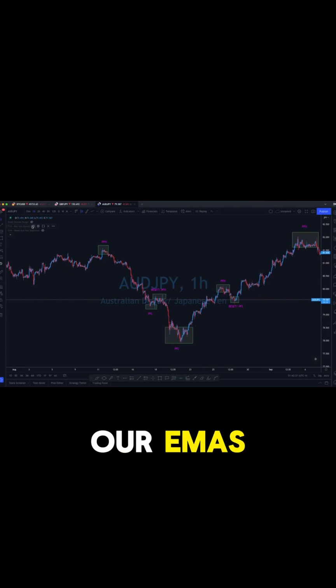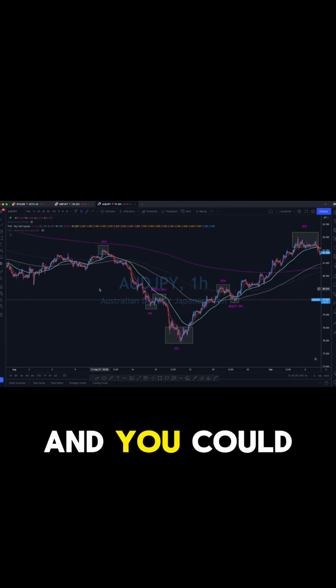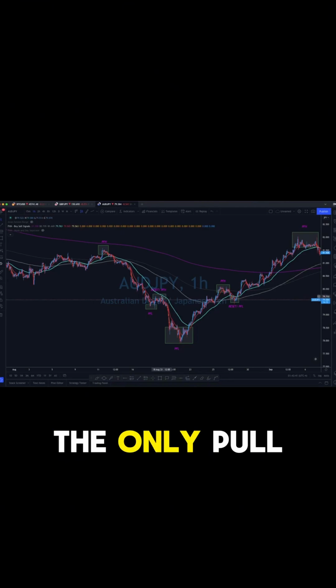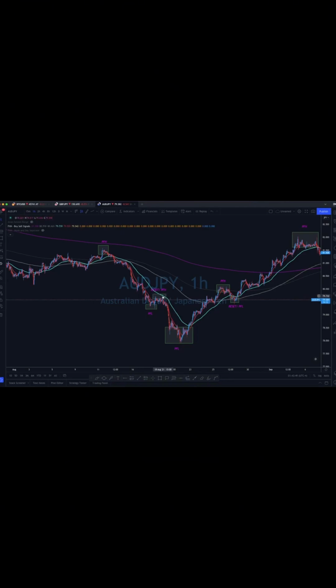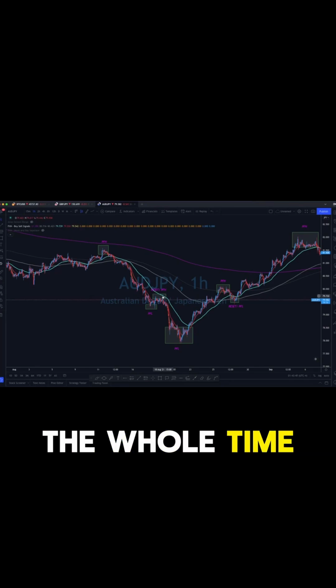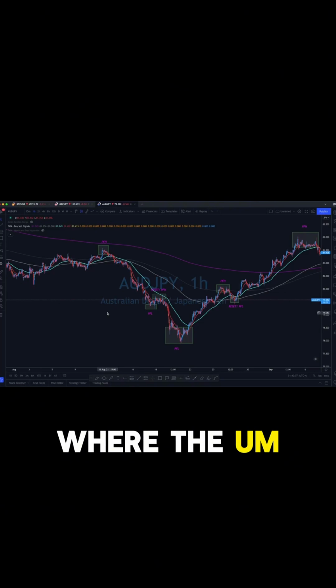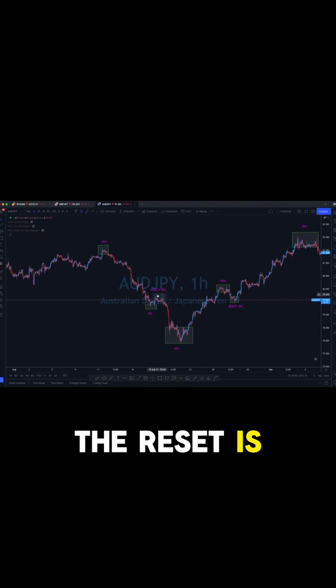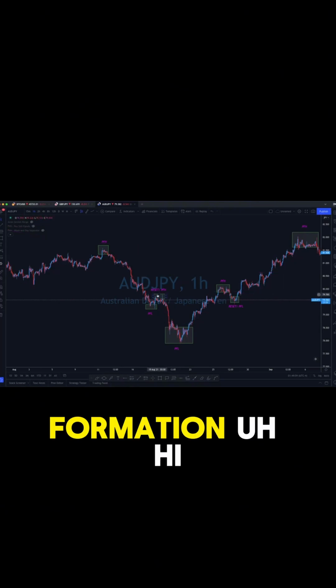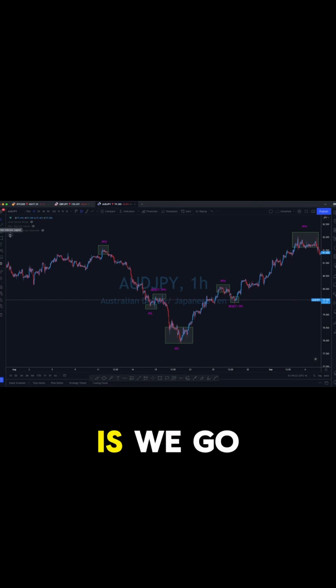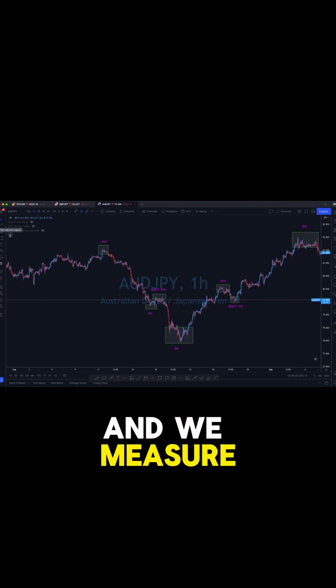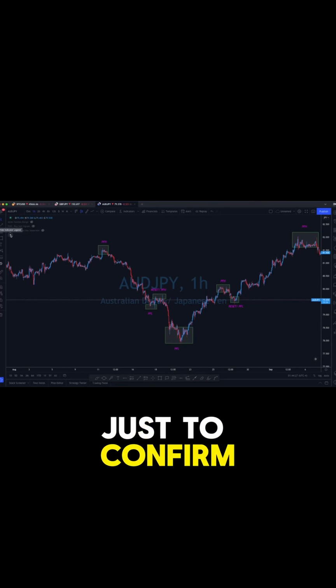Now the next thing we need to do is just real quick confirm it by going ahead and putting in our EMAs. And you can see this pullback is the only pullback that we get that goes back and touches the 50. Right? You see all along the whole time, nothing touches the 50 here. This is the only one that does it, right? So that would mean that would be where the reset is, and of course the reset becomes a new peak formation.